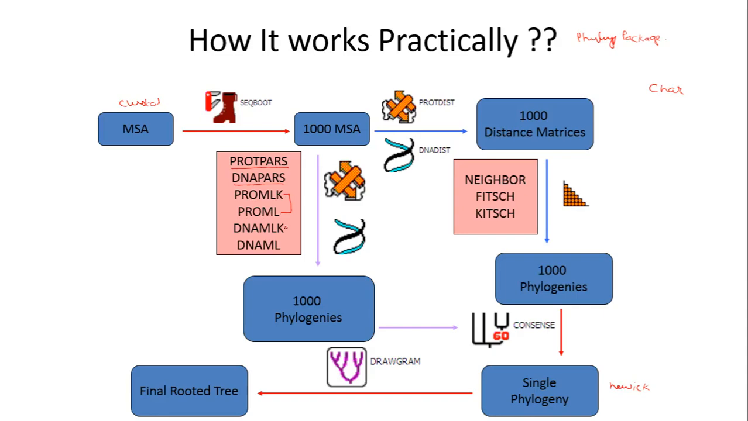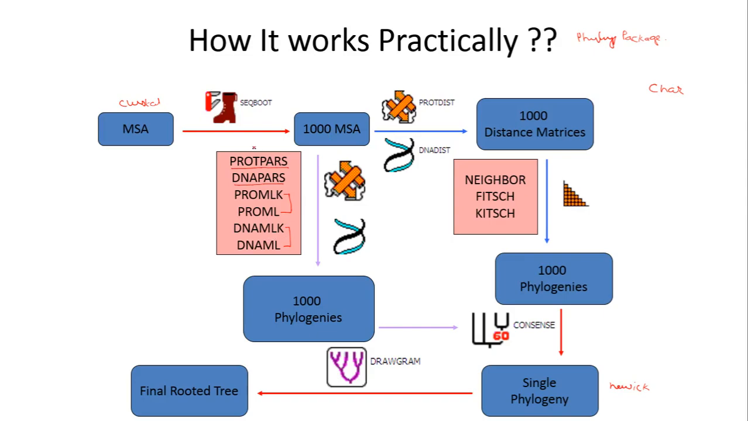If you are using DNA in your character data set, then you can use DNAMLK and DNAML for generating the phylogenetic tree using the maximum likelihood method.